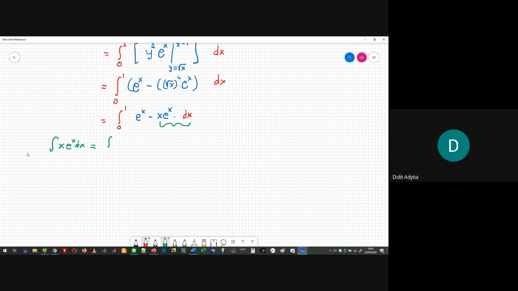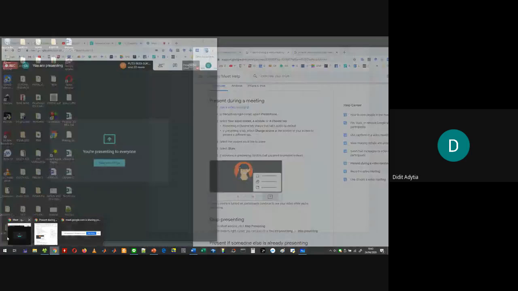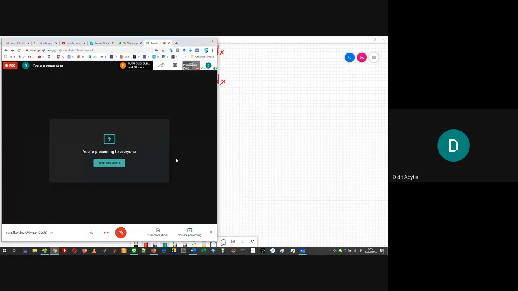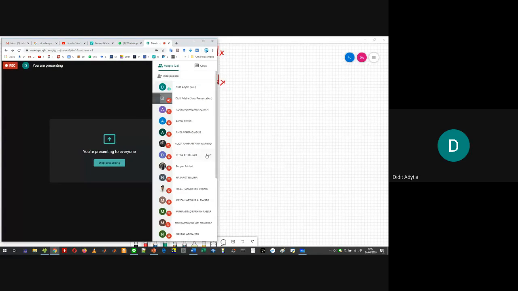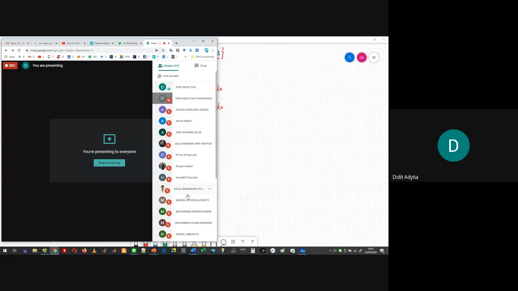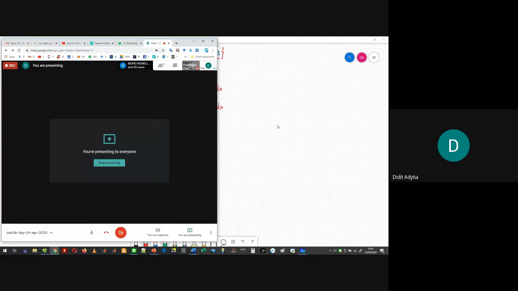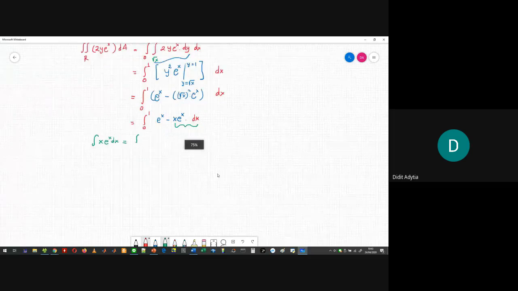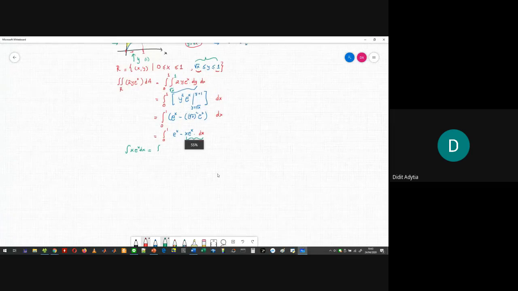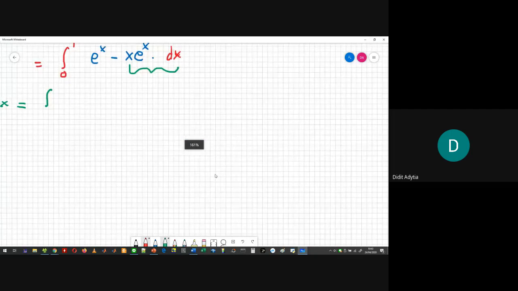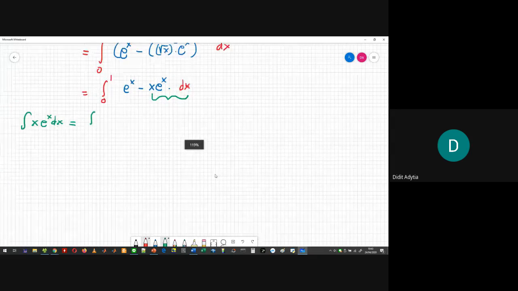Pakai integral apa ini? Ada yang tahu? Apa? Pakai apa? Ada yang tahu nggak? Any one of you who know this? Pakai apa kira-kira? Hadir semua 24. Oke, 22. Oke. Pakai apa kira-kira ini? Ada yang tahu nggak? Any one of you who know it? Sorry, this is 1%. 100%.